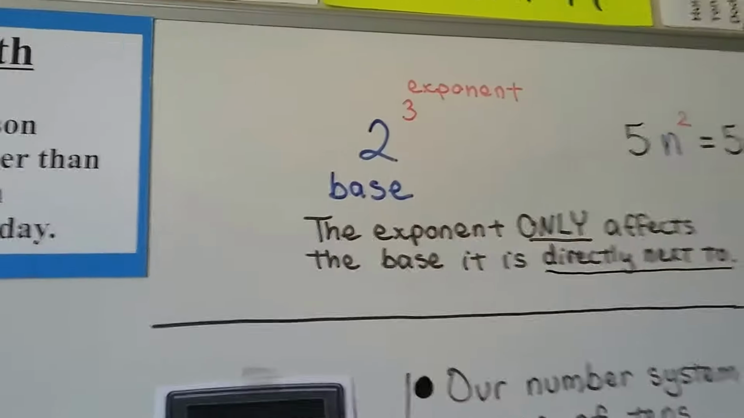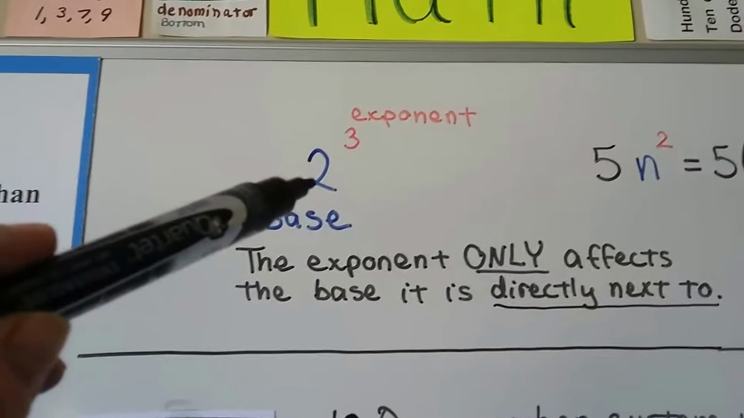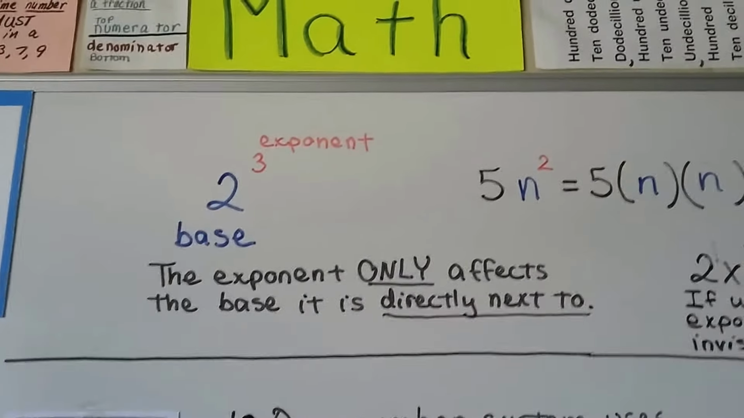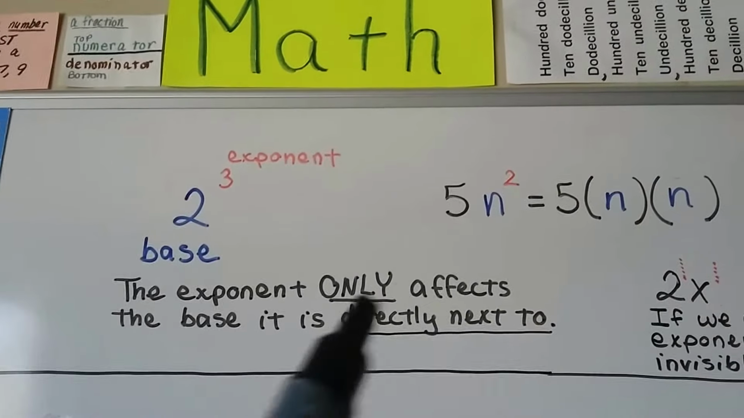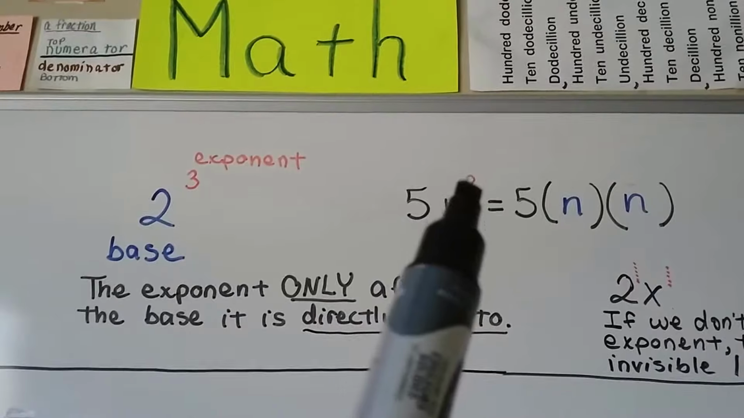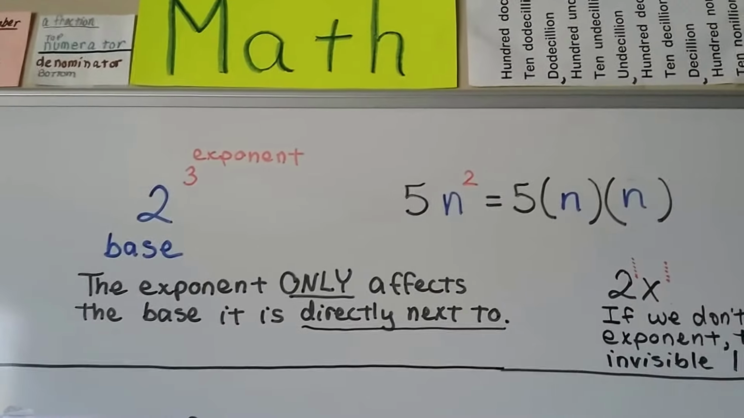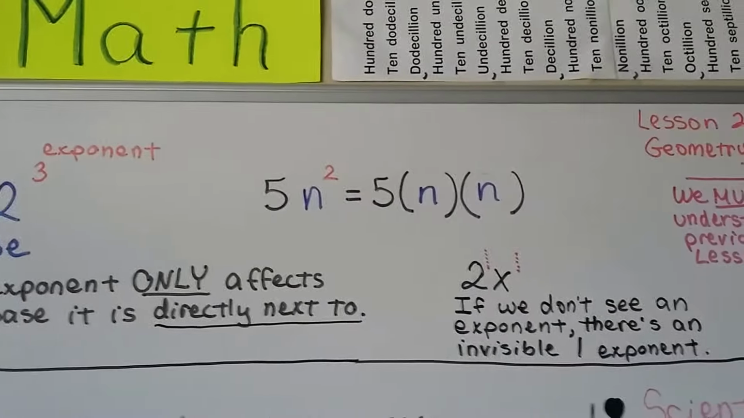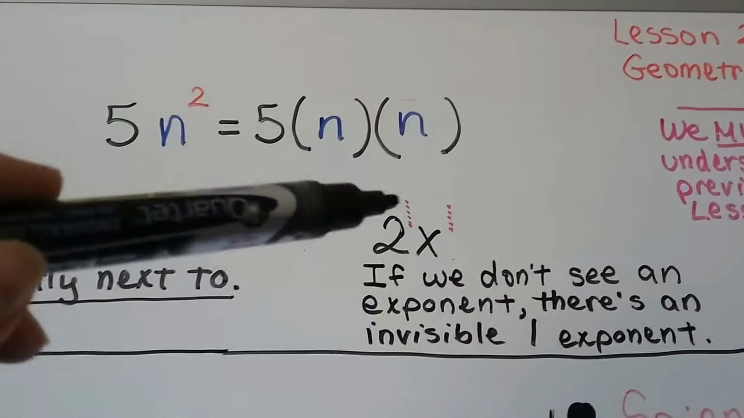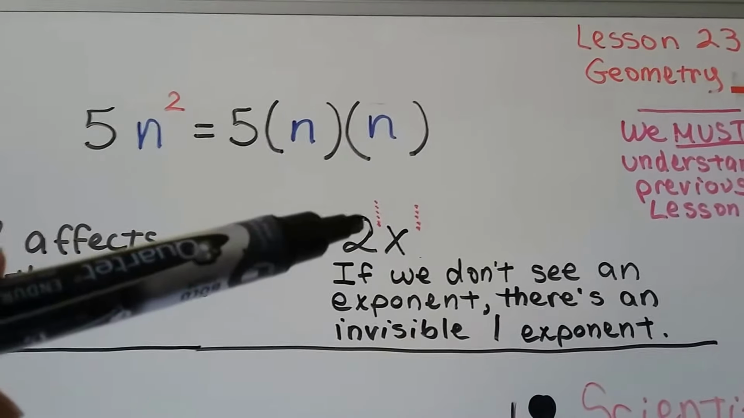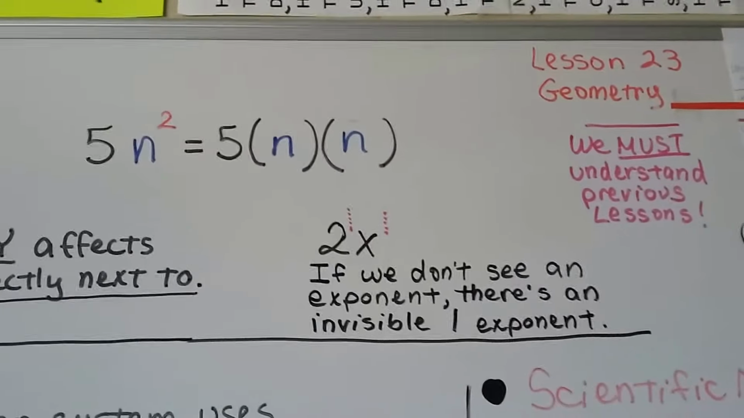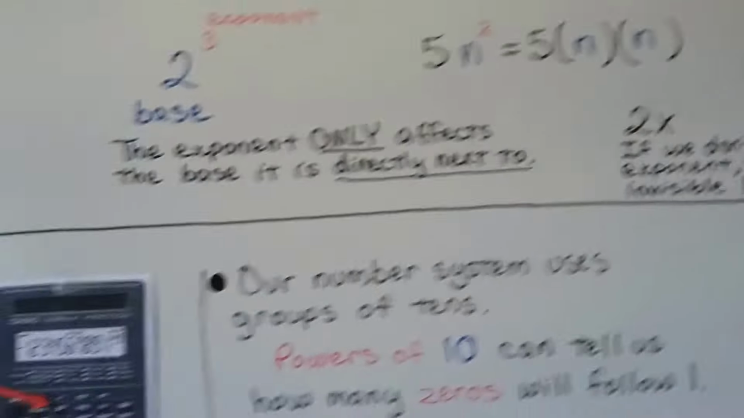So here's what I want you to remember. This big number is the base, and that's the exponent. And the exponent only affects the base it's directly next to. So 5n squared would be 5 times n times n. This 2 exponent does not affect the 5, okay? If we don't see an exponent, there's actually a little invisible 1 there. See? That's 2 to the first power, x to the first power. They don't write them, but they're invisible and they're there.